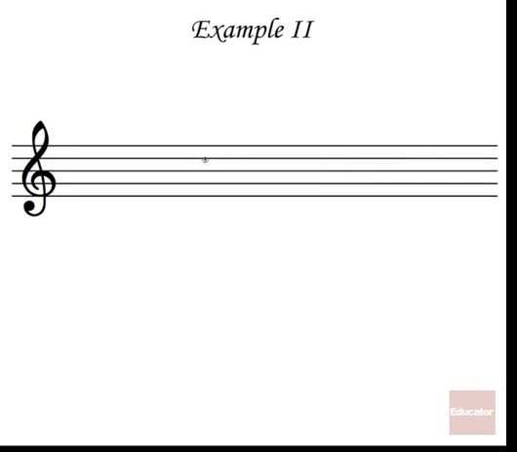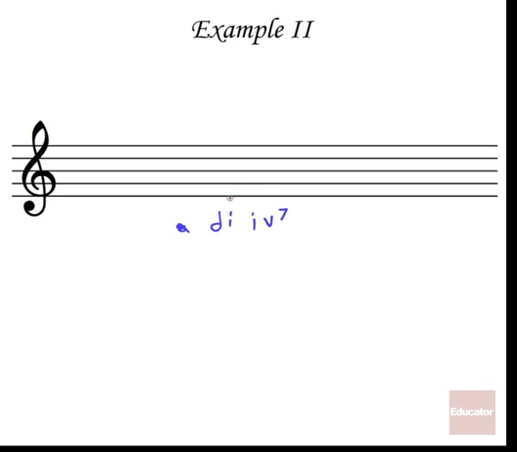Okay, for a second example, let's think about being asked for a Roman numeral. So let's say we're in, let's choose a different key. What about D minor? And we are asked to write IV7.